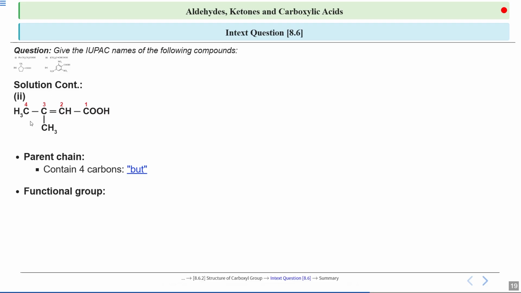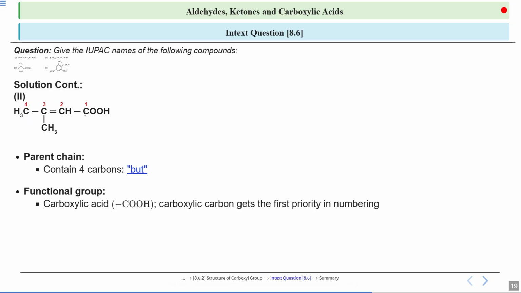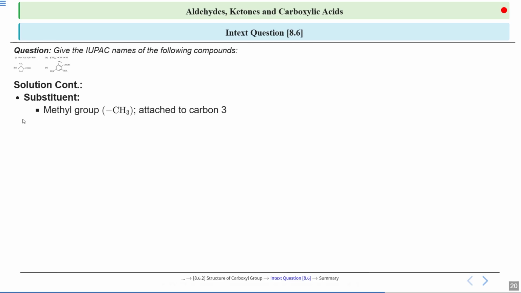Now if I talk about the functional group, then we have the carboxylic group, which is the COOH group. We will do the numbering so that this carboxylic group gets the first priority. That is why numbering starts from here, which is 1, 2, 3 and 4. The suffix we use for naming the carboxylic acid is oic acid. Now if you see the substituent, on the third carbon a methyl group is attached.